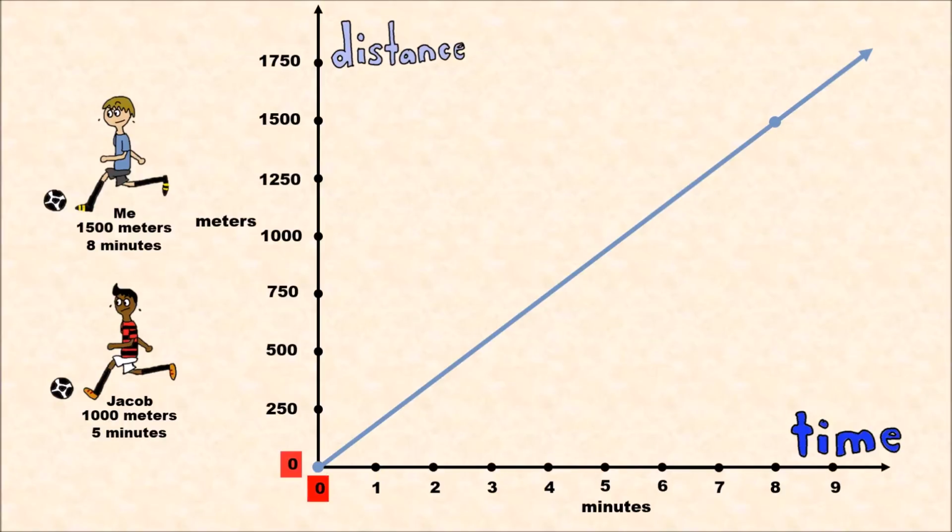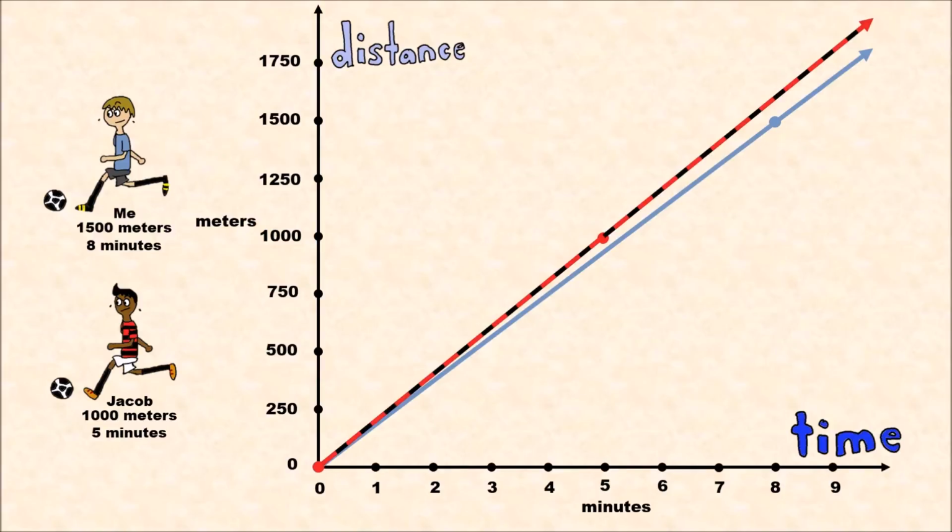Now, Jacob has also started at no distance and no time, or 0, 0. He took only 5 minutes, but he only ran for 1,000 meters. Wimp. If we connected these 2 points, however, his line looks steeper than yours. What did you say that means again? How about we go to the next example, don't you think? Oh, that's right. His line is steeper because he ran faster than you.